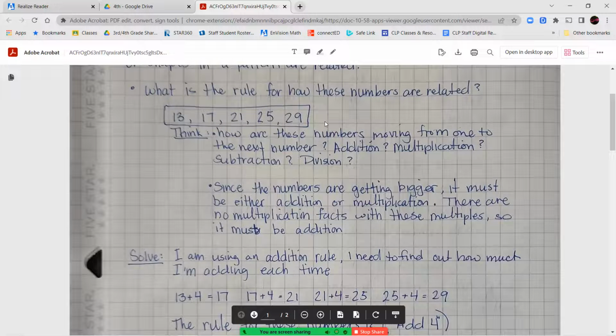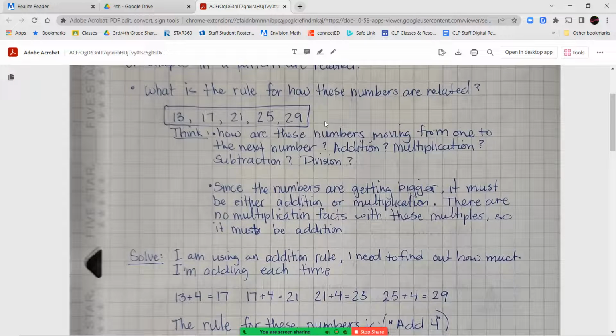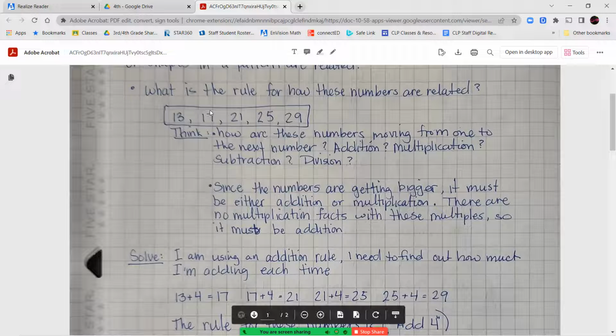So I need to stop and think, how are these numbers moving from one number to the next number? Am I adding? Am I multiplying? Am I subtracting? Am I dividing? Well, since these numbers are getting bigger, it must either be addition or multiplication because those are the two that will make my numbers bigger. Now, there's no multiplication fact with these multiples in it, so I must be using addition. Now, we know that because 13 is a prime number, 17 is a prime number, 29 is a prime number.